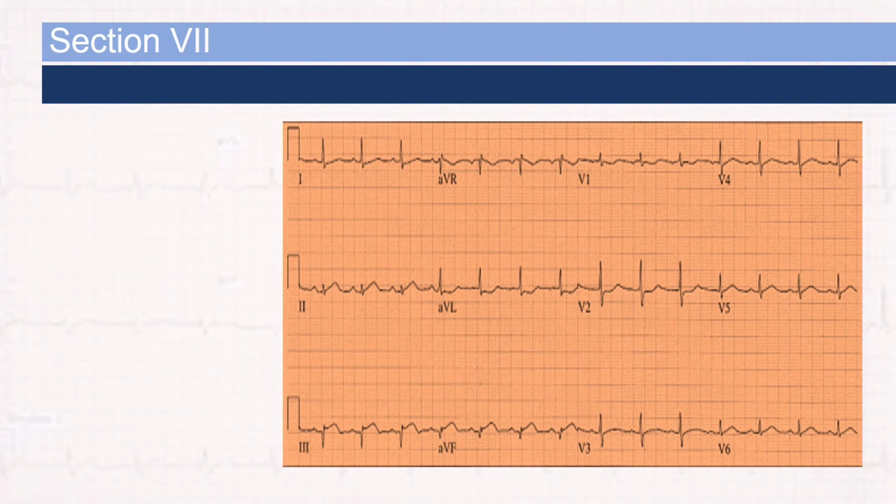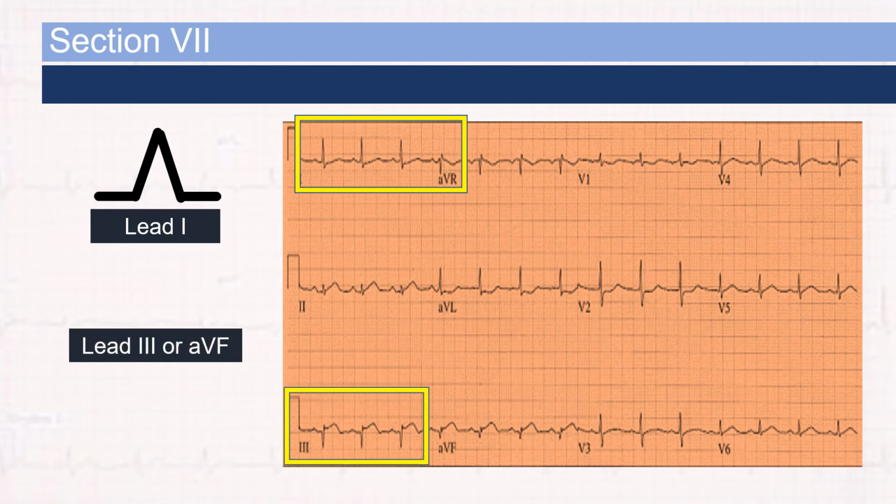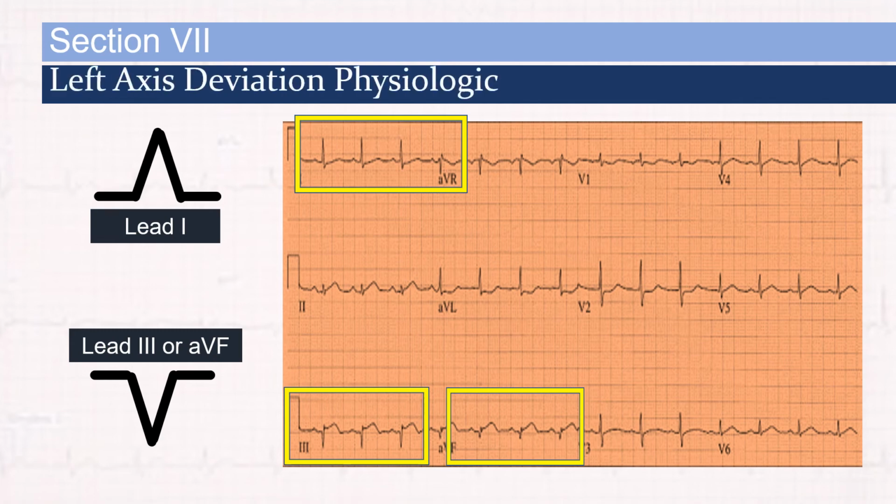Let's look at this 12 lead. In lead 1, the QRS is primarily above the isoelectric line. In lead 3, the QRS is primarily below the isoelectric line. Normally, we'd be able to leave it there, but if you look at AVF, the QRS is actually biphasic. It's not really above or below the isoelectric line. This is left axis deviation, which is physiological. This is one of the few times where looking at both 3 and AVF makes a difference.